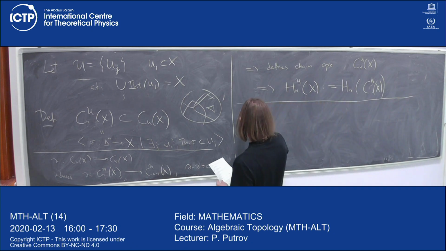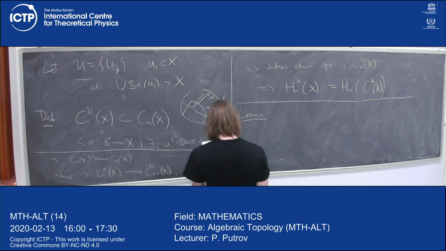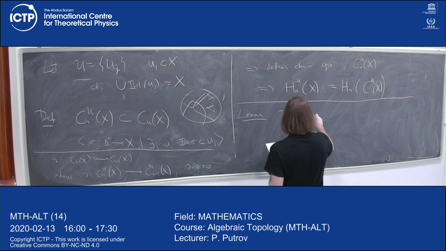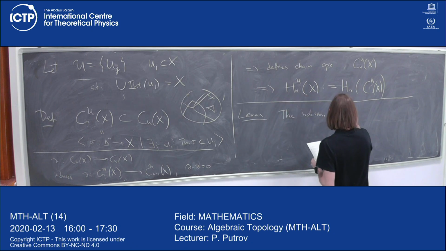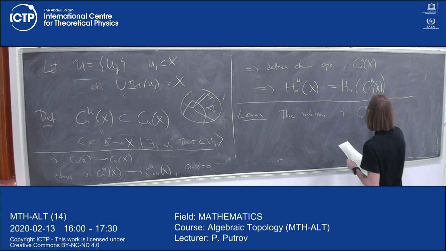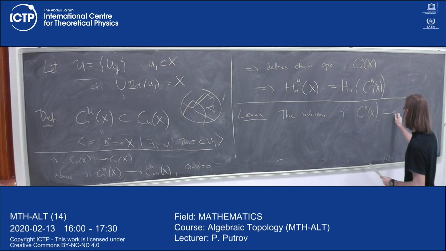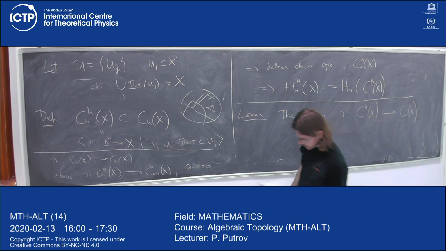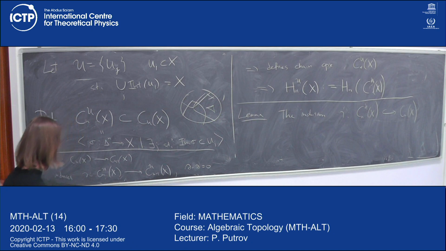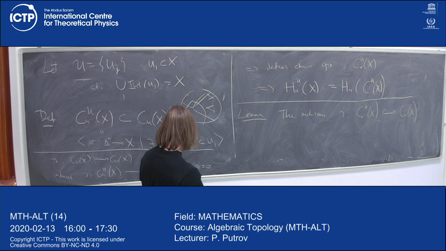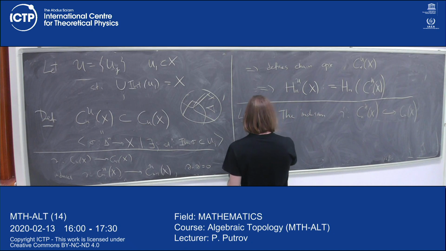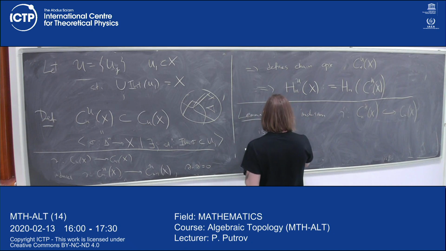Namely, I want to show the following lemma. The inclusion of the abelian groups, which we defined before, is of course a chain map, because D is just given by restriction. And the statement is that this inclusion is a chain homotopy equivalence.